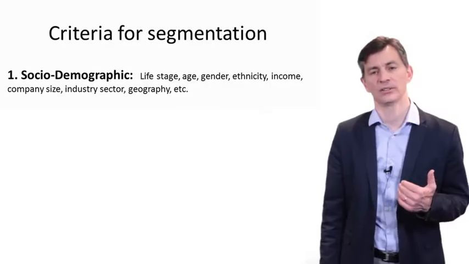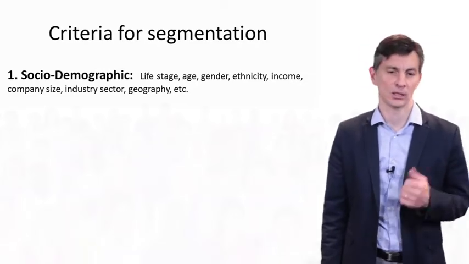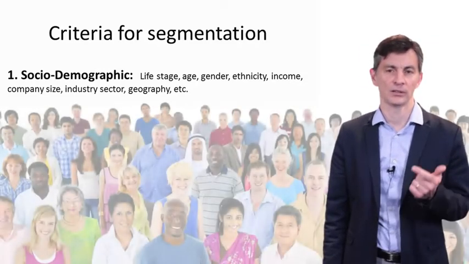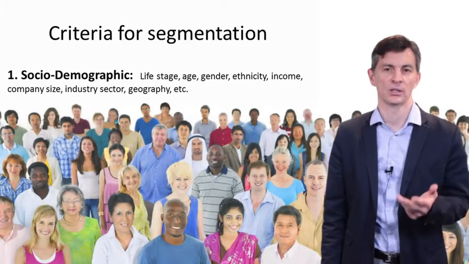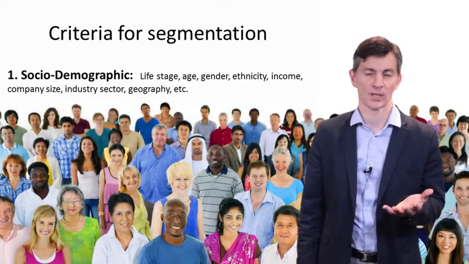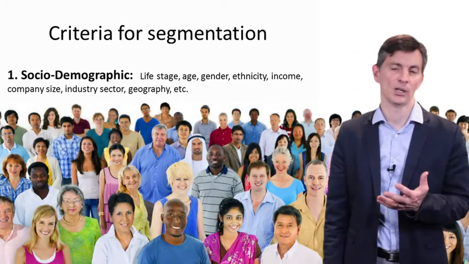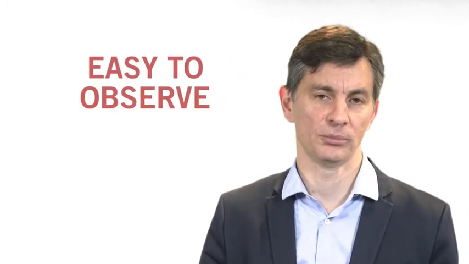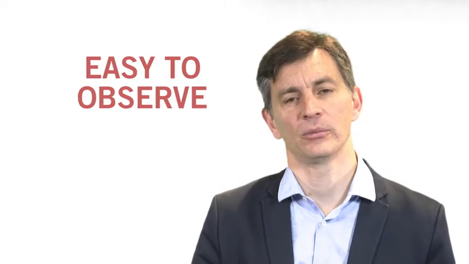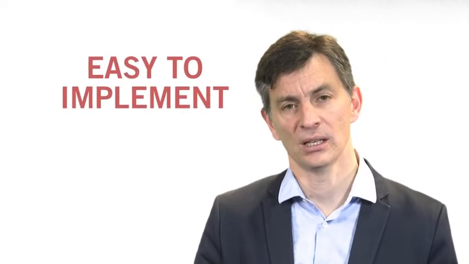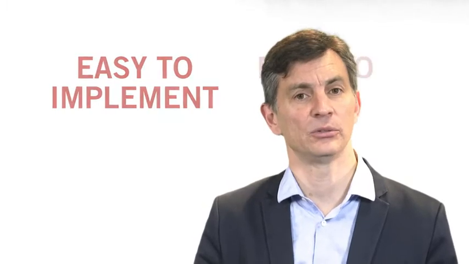This kind of segmentation makes use of income, age, sex, location, and marital status, for example. All these are characteristics that are relatively easy to observe. So one of the benefits of demographic segmentation is that it's relatively easy to implement. The data is relatively easy to get and, furthermore, is verifiable.